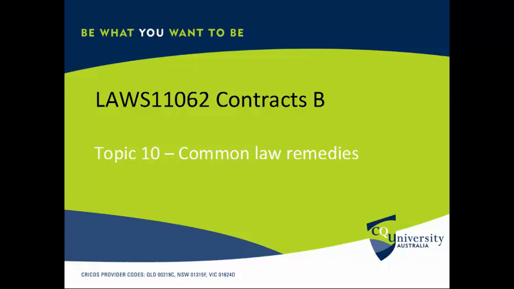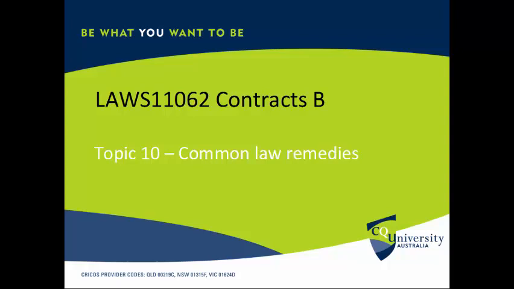So let's look back for a moment before we look forward. During Contracts A, we started out by looking for about 5 or 6 weeks at formation of contracts. So how do we get to the point where we've got a contract? Then for the second half of Contracts A, we looked at interpretation of contracts. So once we've got a contract, how do we read the jolly thing and work out who's got what sorts of obligations under the contract?